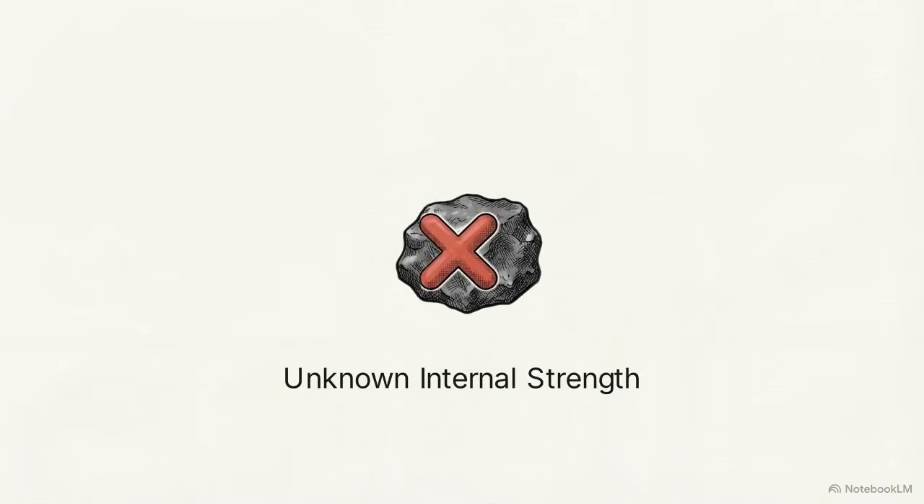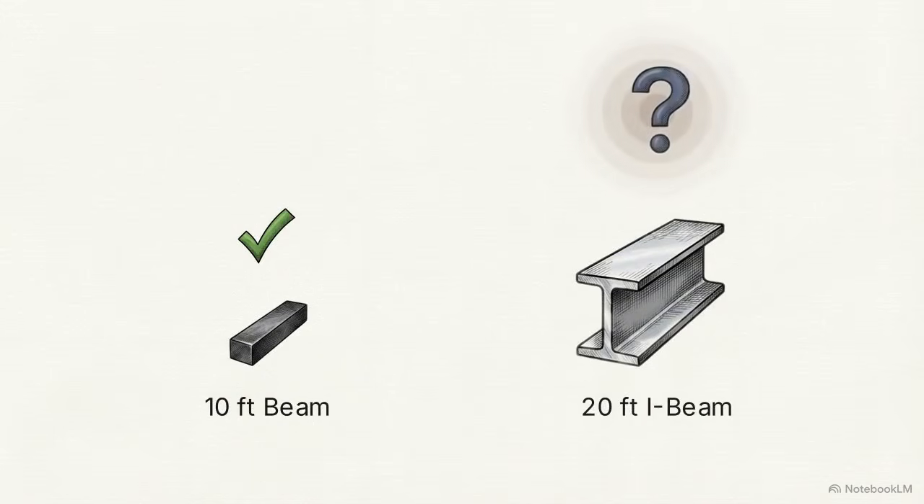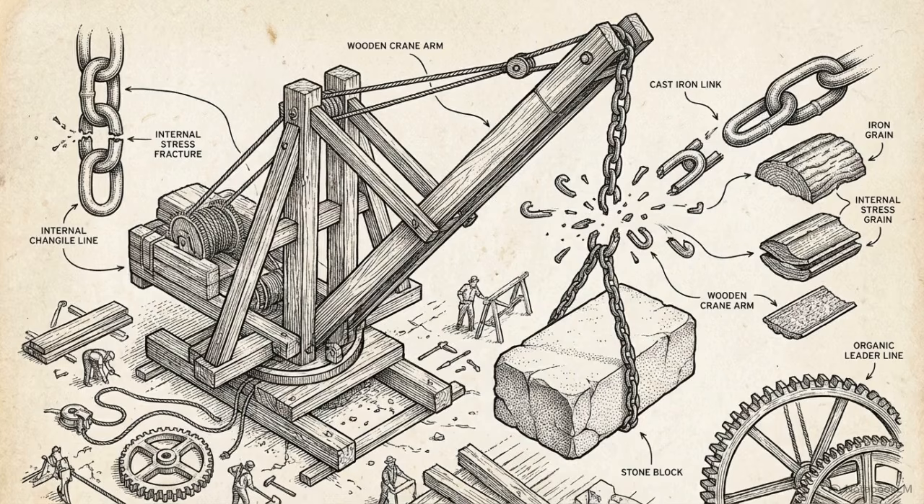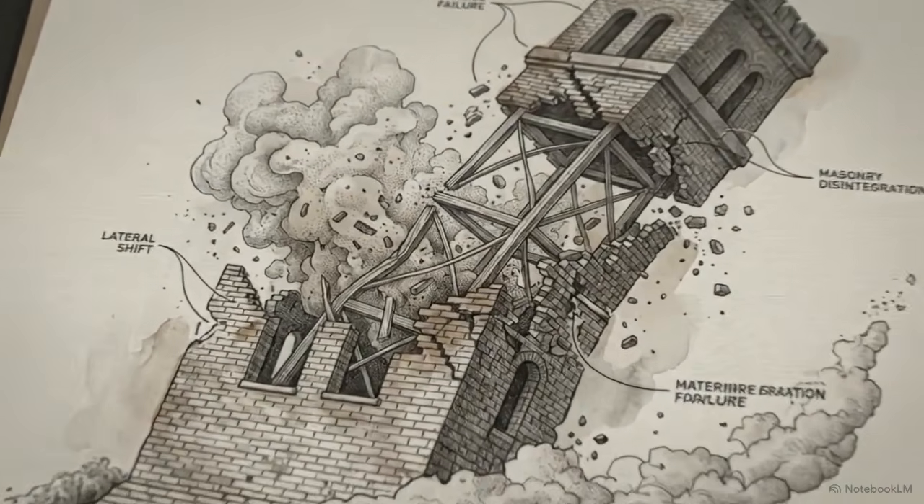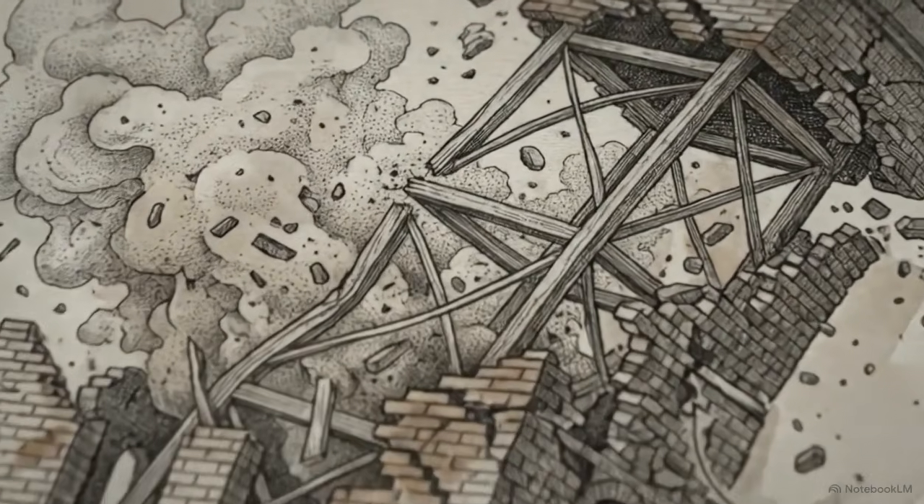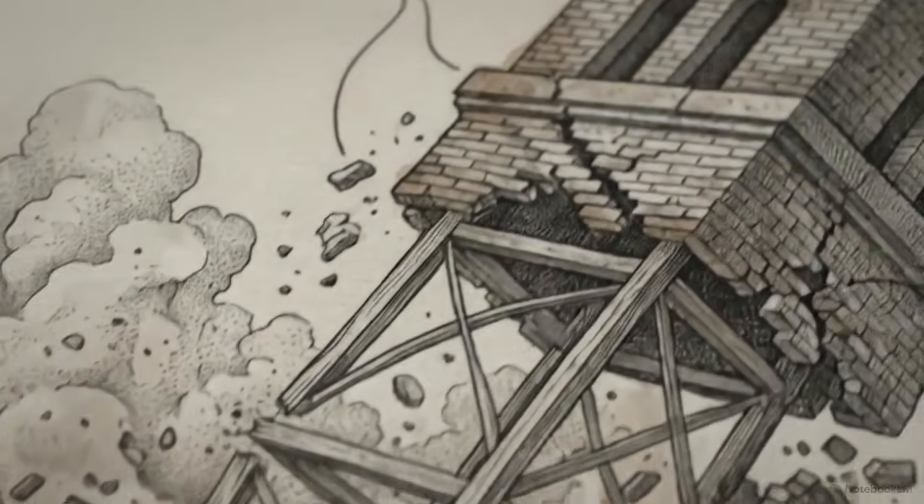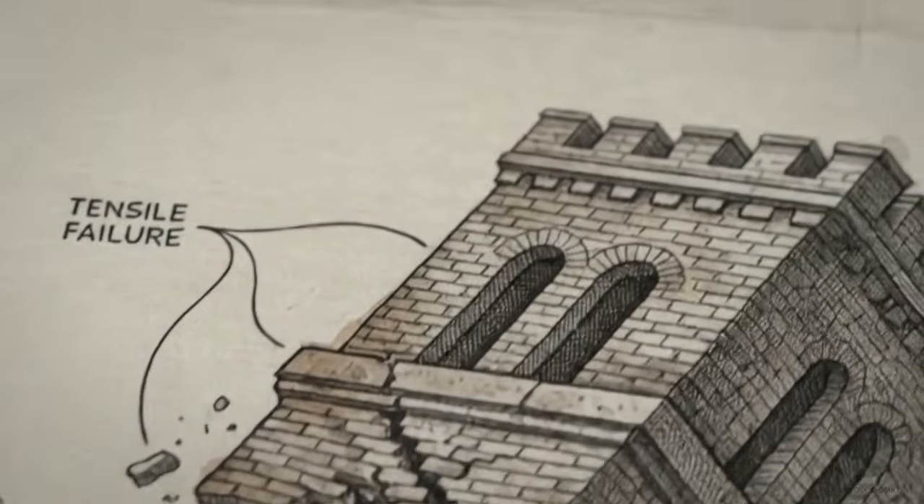This created an engineering nightmare. Knowing the strength of a 10-foot iron beam provided no mathematical help if you needed to build with a 20-foot beam, or a beam shaped like an eye. Because engineers could not separate the shape of an object from the substance it was made of, construction was a process of trial and error. This lack of predictability capped the height and scale of what humans could safely build.